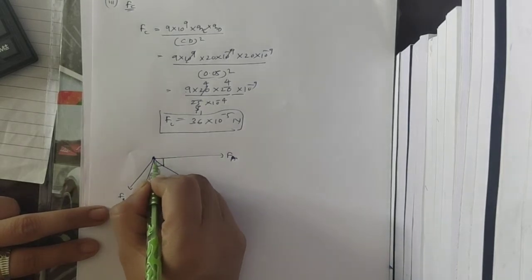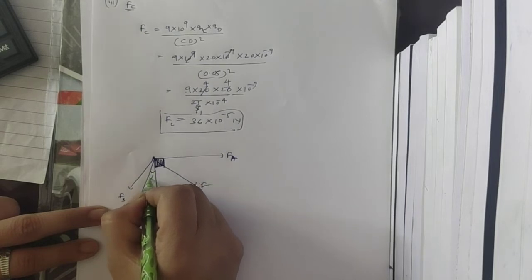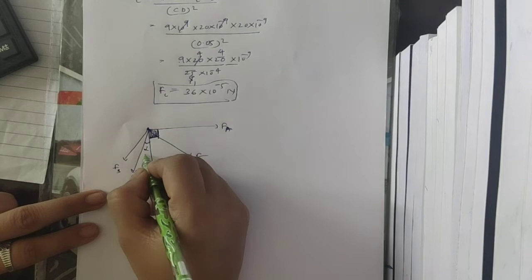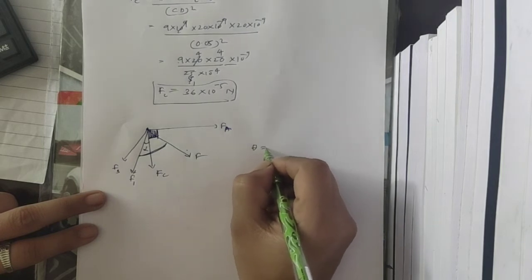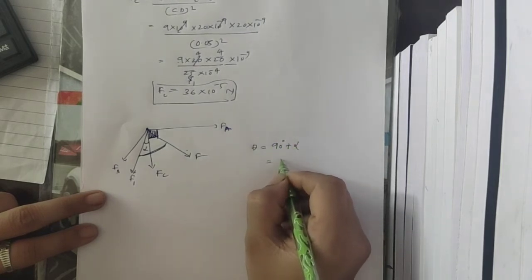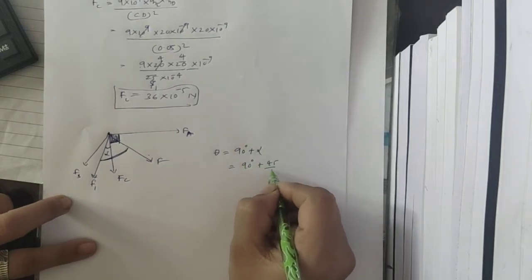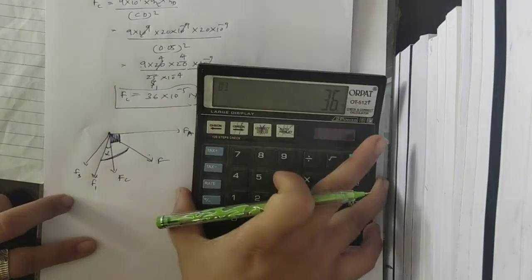So this is 90 degree, and this is alpha. So this total angle between F1 and F2 will be theta. Here theta equals 90 degree plus alpha. Alpha bisects 45 divided by 2. So 90 degree plus 45 divided by 2.